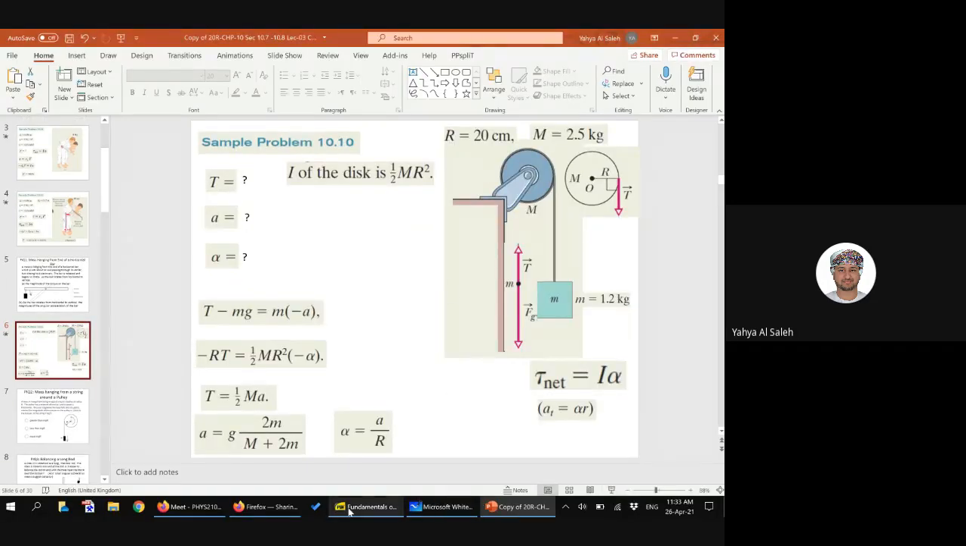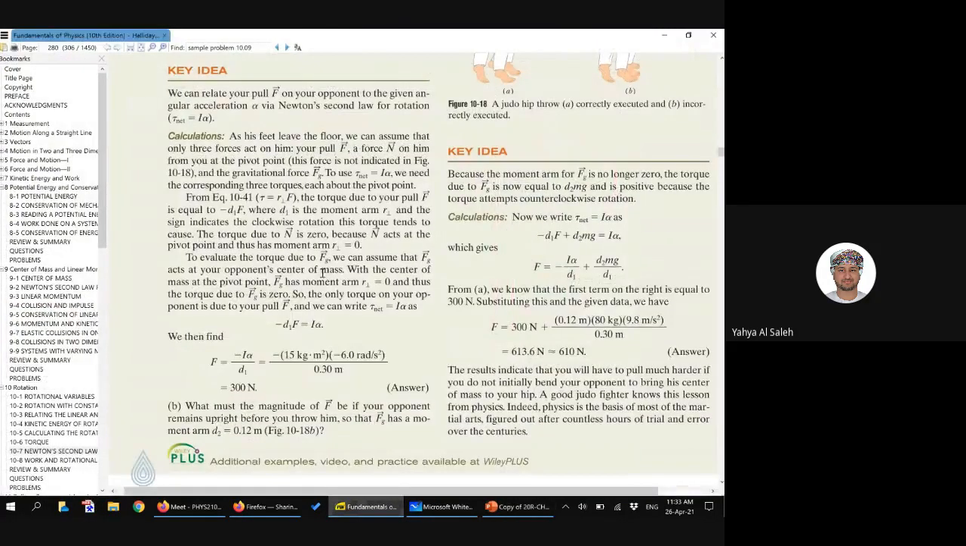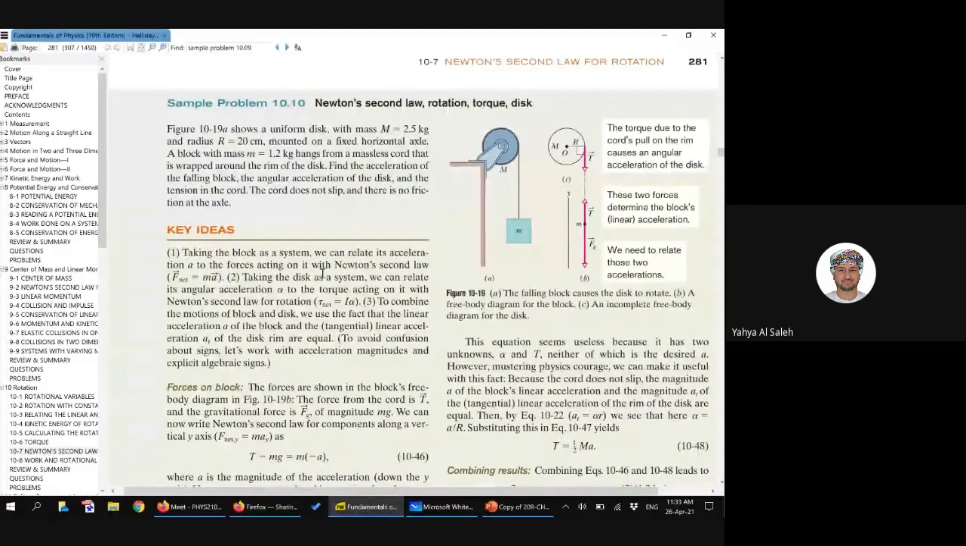Let's do another sample problem. Now, I know rotation is slightly more difficult than translational motion because we usually don't experience rotation on a daily basis, like normal things we do with translation. So we'll do a couple of examples on it.